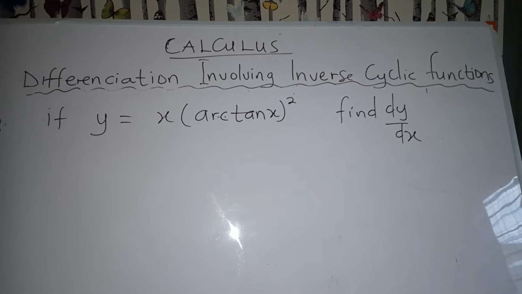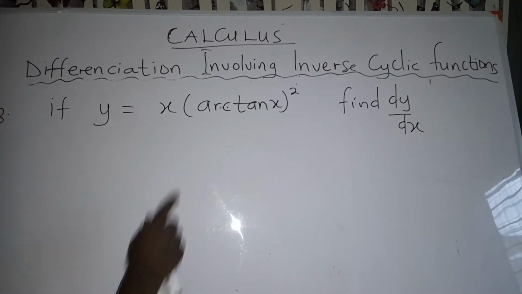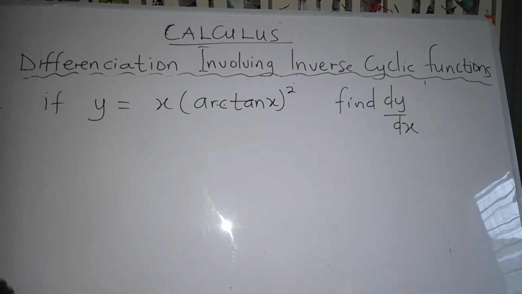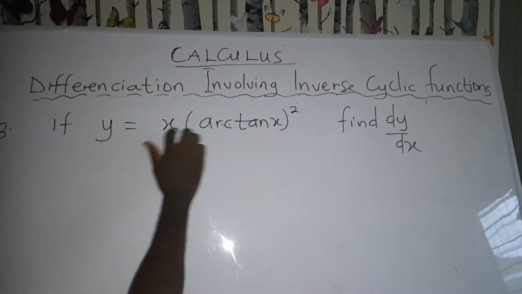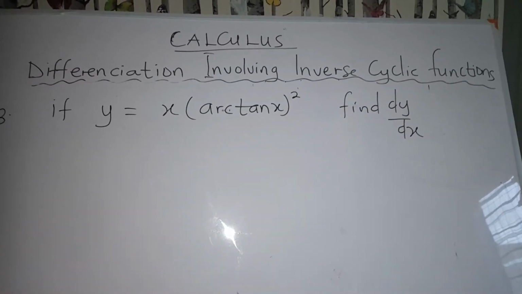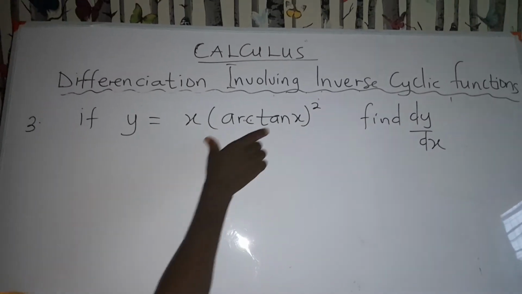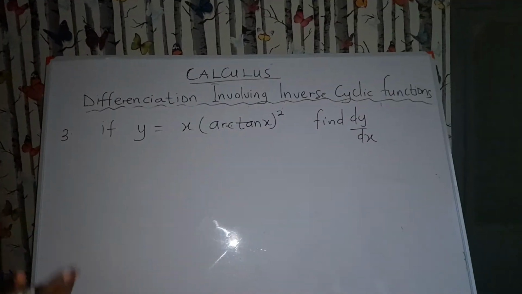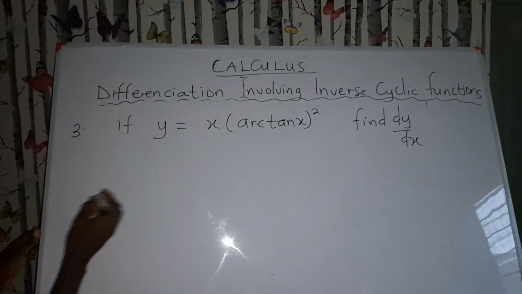We saw our third question. They say if y is equal to x arctan x all squared, we should find dy over dx. It's a very good one. See, two different functions are multiplied, x and arctan x squared. So we use the product rule. And with that product rule, look at it, this is squaring, so we can use the chain rule as well. So let's see how we go about it.